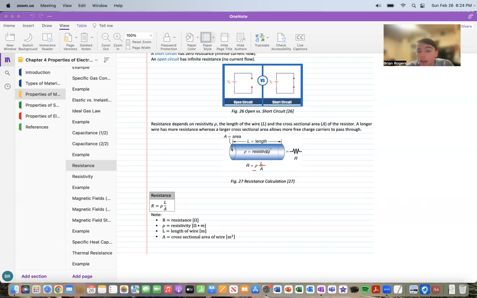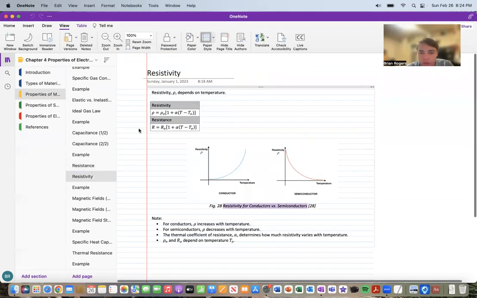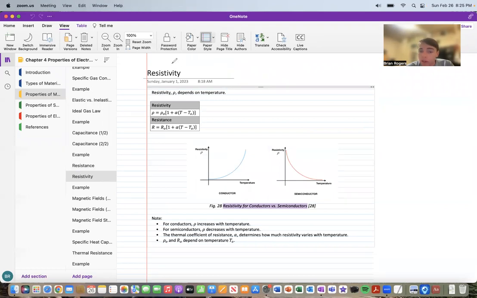And so what we're going to notice is resistance is dependent upon the resistivity of the material, the length of the material, so how long that wire is, and then the cross-sectional area. So how large is it for those electrons to traverse through that wire? Is it a big wire or is it a small one? And so resistivity is dependent upon temperature. At higher temperatures, it's more resistive for a conductor.